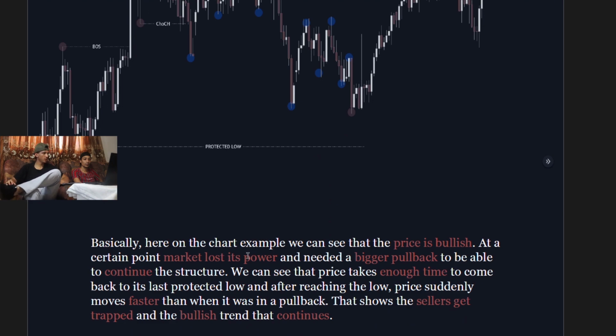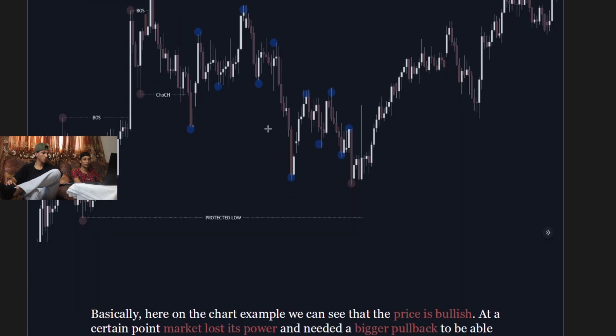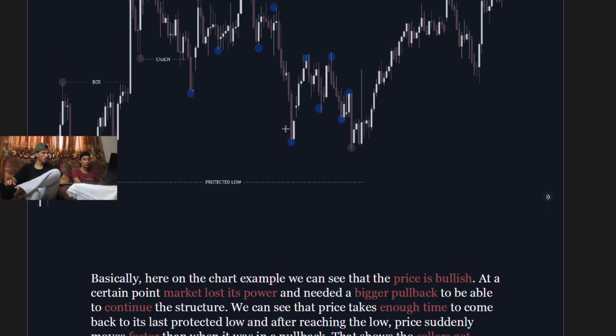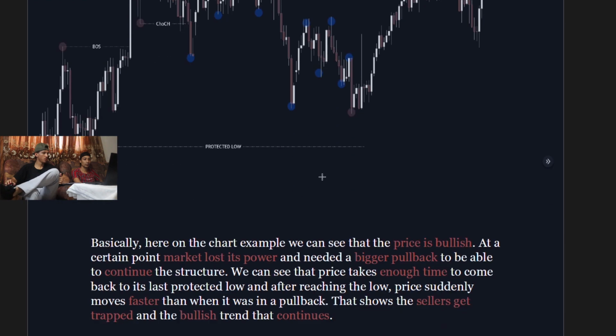So basically here on the chart example, we can see that the price is bullish. We can see here, it's a bullish trend. At a certain point, market lost its power and it created a bigger pullback. To be able to continue the structure, as we can see, the price takes enough time to come back to its last protected low. After reaching that low, price suddenly moves faster than when it was a pullback. This shows that sellers get trapped and the bullish trend continues.